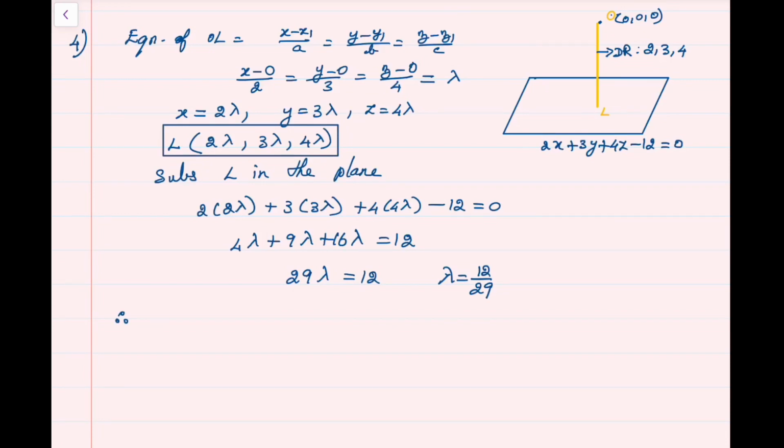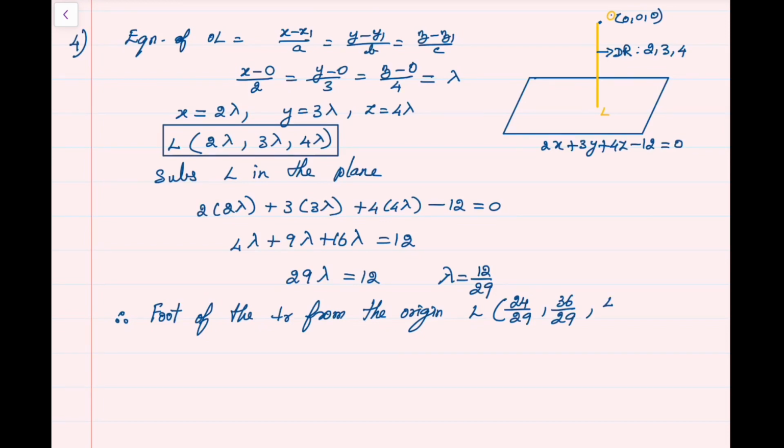Therefore, the point L, which is the foot of the perpendicular from the origin, is 2 lambda, which is 24 by 29, 3 lambda, 36 divided by 29, and 4 lambda, 48 divided by 29.